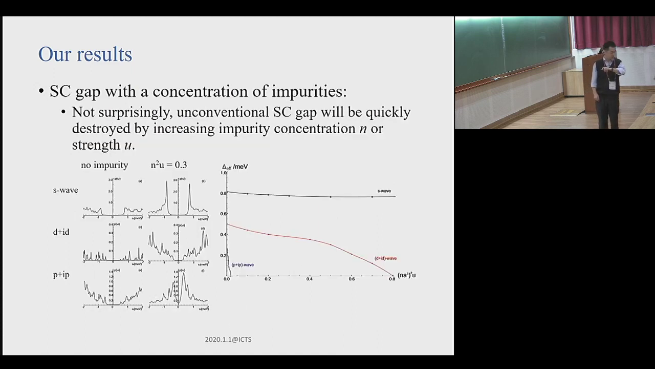And also, look at this gap computed for a concentration of such impurities. For S wave gap, this gap size doesn't change much, and for D plus ID and P plus IP, you increase the concentration and the strength of this impurity potential, then of course the gap decreases. And actually the P plus IP gap will quickly be suppressed and becomes gapless in some sense, and the D plus ID gap also is quickly suppressed by this impurity strength. That's why it doesn't change much. So this is not surprising.